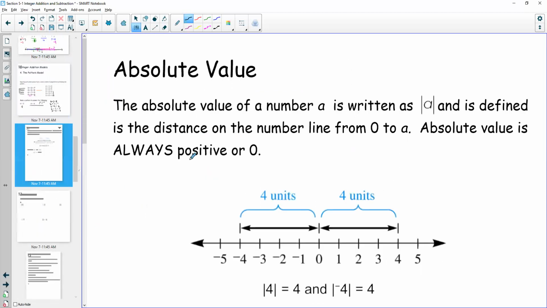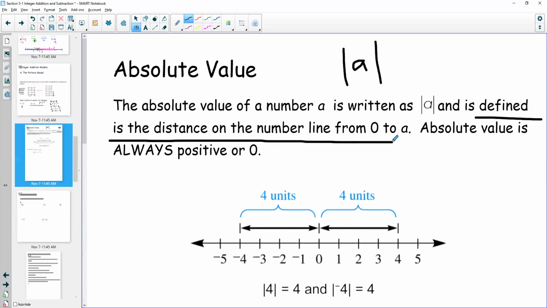All right, part and parcel of this section is the idea of absolute value. When we write a number in the absolute value sign, like this, it's defined as the distance on the number line from 0 to that number. It is always positive because it's a distance, right? We don't measure distances in negatives. I don't say to you, oh, I live -3 miles from here. You would think I was crazy.